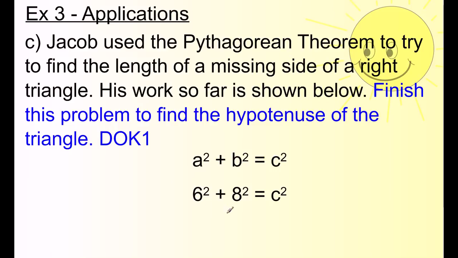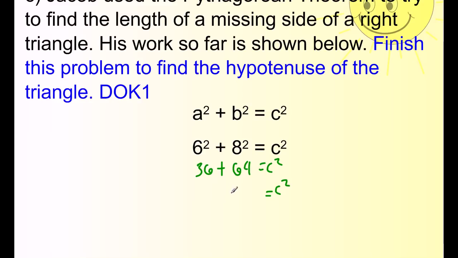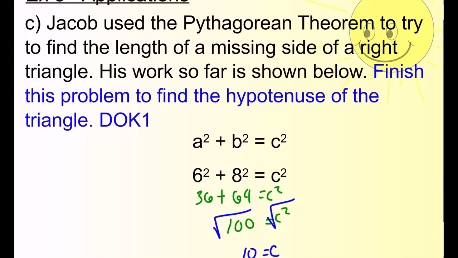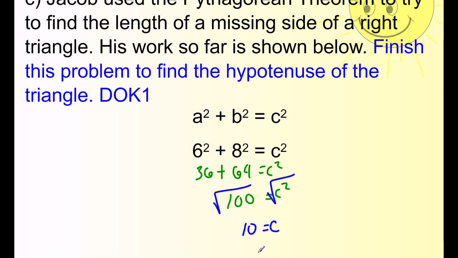Let's see. Personally, I would do 6 squared is 36. 8 squared is 64 equals c squared. I'd add them up. 64 plus 36 gives me 100. Then I would square root each side, and I'd get c equals 10. So the hypotenuse would be 10 units long.